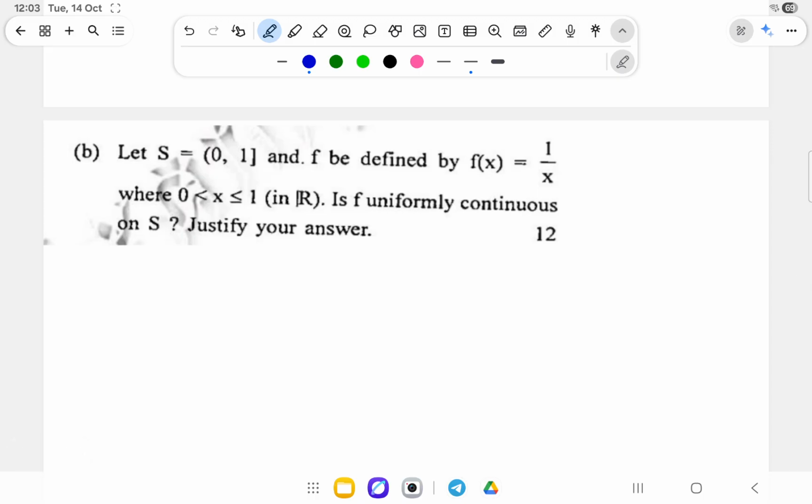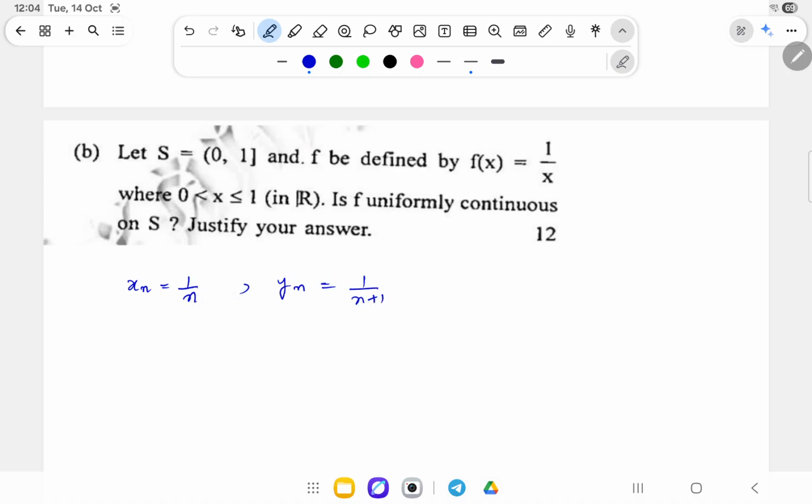So the question is: S is basically (0, 1), and a function is defined as f(x) = 1/x, where x is from S, and we're supposed to check if f is uniformly continuous on S. We have done a similar question above, so we can just choose the sequence x_n as 1/n and the sequence y_n as 1/(n+1).